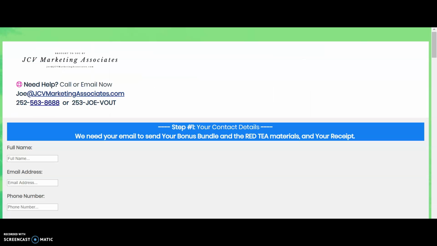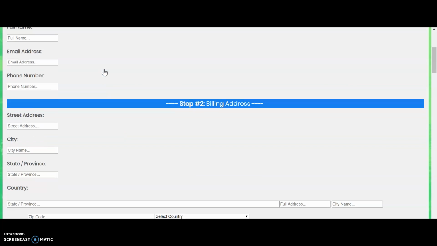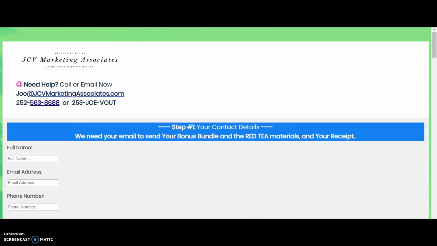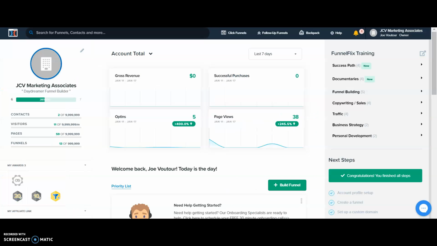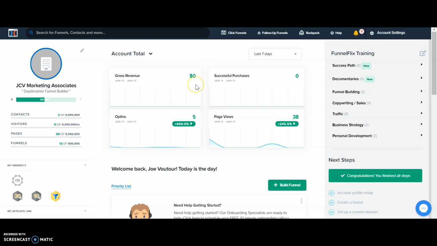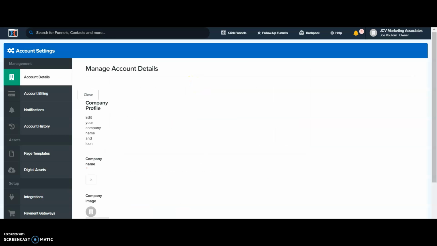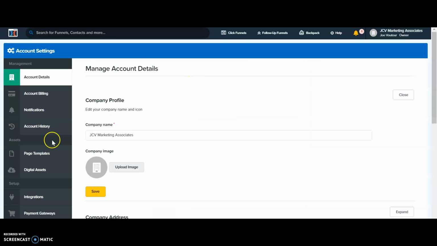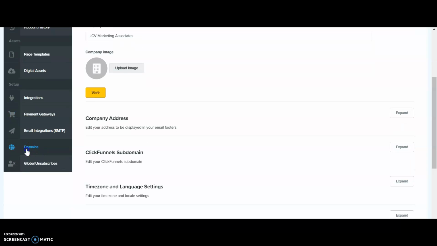Now I understand that you are also having the order form of your funnel showing from side to side, which looks a bit spread out. The reason why this could be happening is because you currently don't have a domain that is secured and verified on that particular funnel. So I'm going to go ahead and show you what I'm talking about.